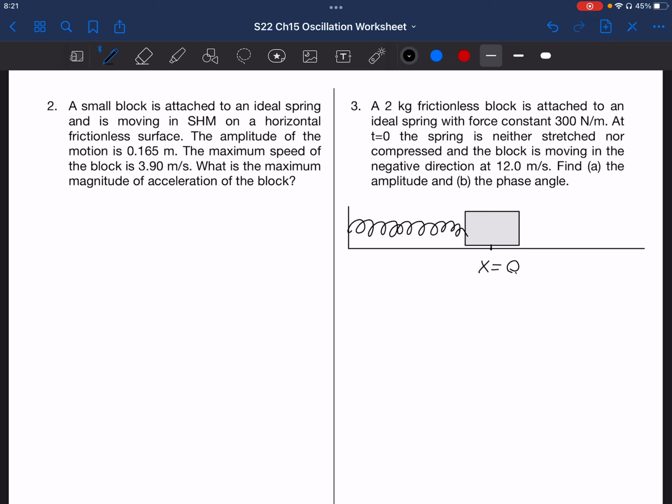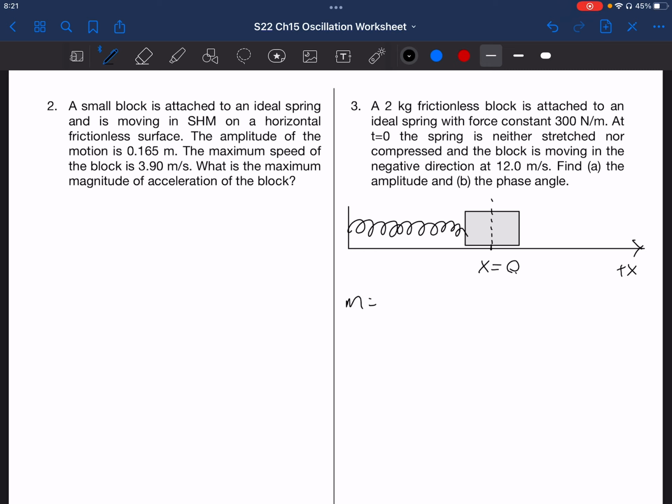So that's our picture, and as always, we define the plus x direction to be the direction where we're stretching out the spring, and the origin to be the equilibrium point where the spring is neither stretched nor compressed. Okay, that's our picture. We can write down some of the knowns.